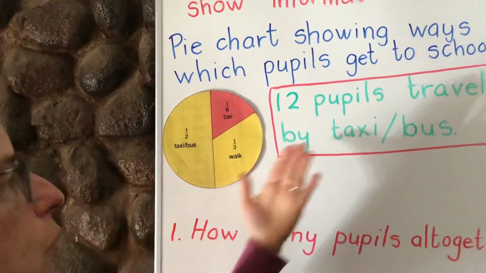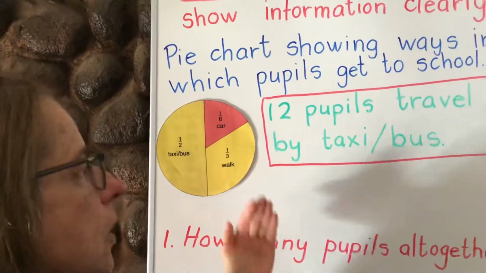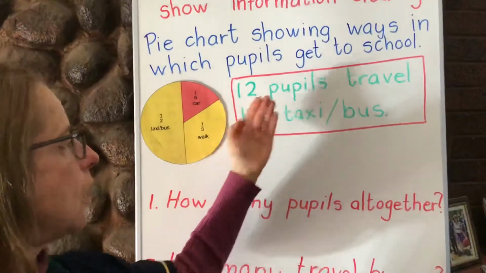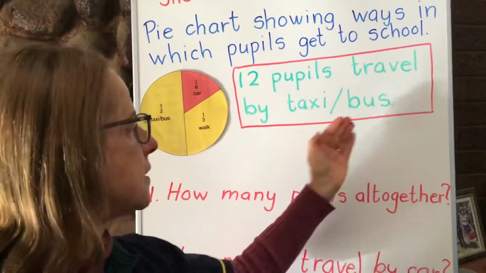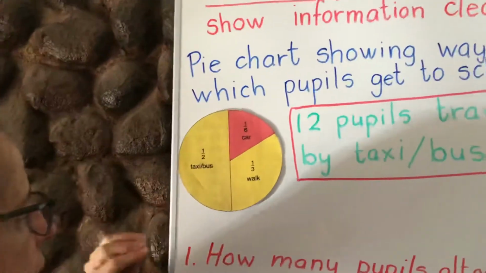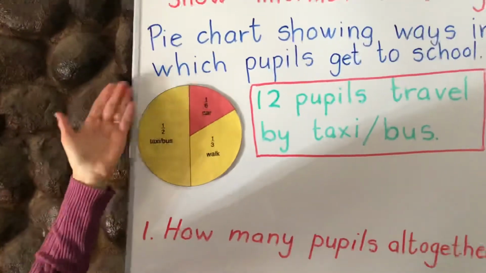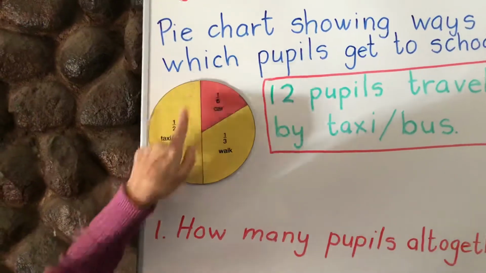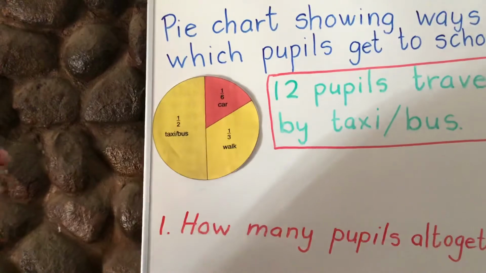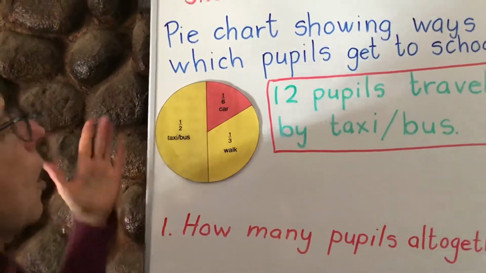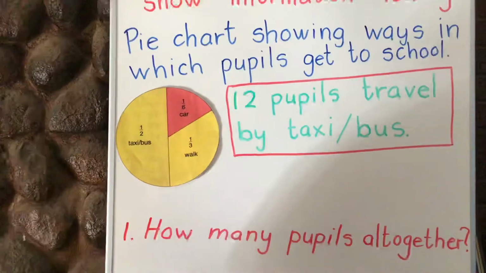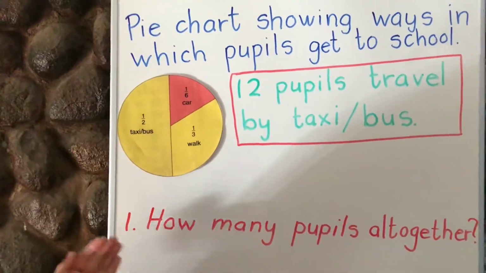First of all, we must always see what information we are given. We are given this information in this little box here. The information box says 12 pupils travel by taxi or bus. So let's take a look at our pie chart and see the portion or the size or the slice of that piece. Here's our taxi or bus. It's half of the pupils. So now if half of the pupils are 12 pupils, that will give us a huge big clue how to solve the first question. Have a look.